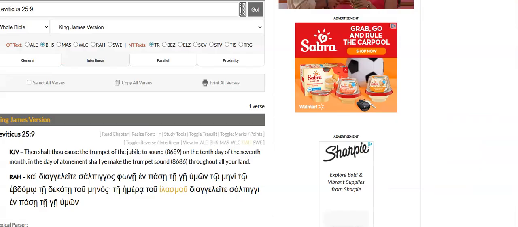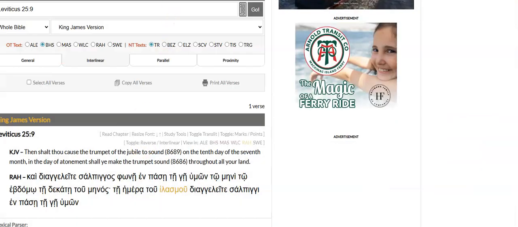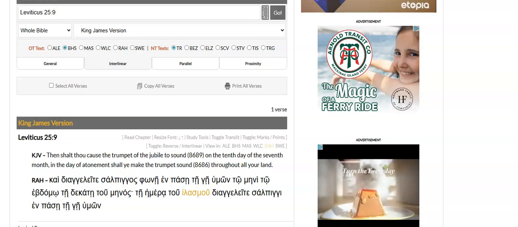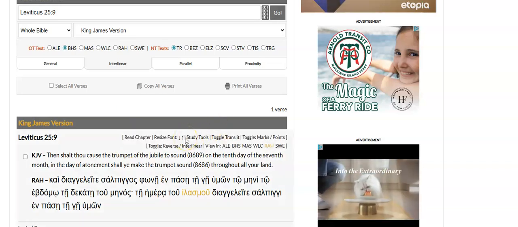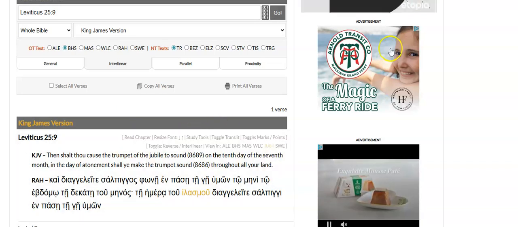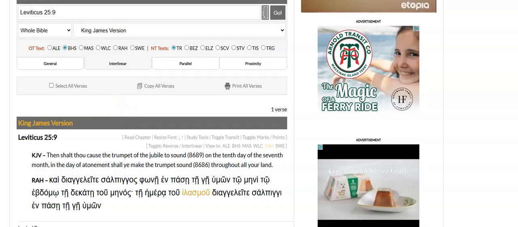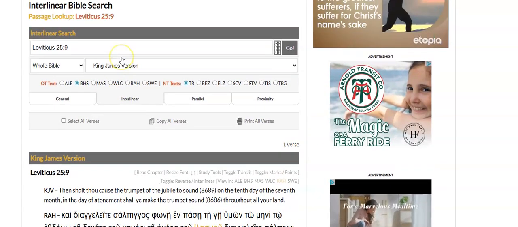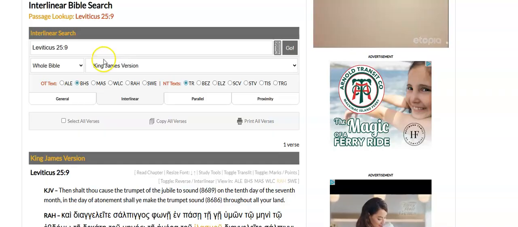But what I wanted to do was, and this is studylight.org, it's my interlinear study. Sorry I've got all these ads here, but I can't do anything to get rid of them. They're not mine. They're just the websites, but they're irritating. I know, I get it.